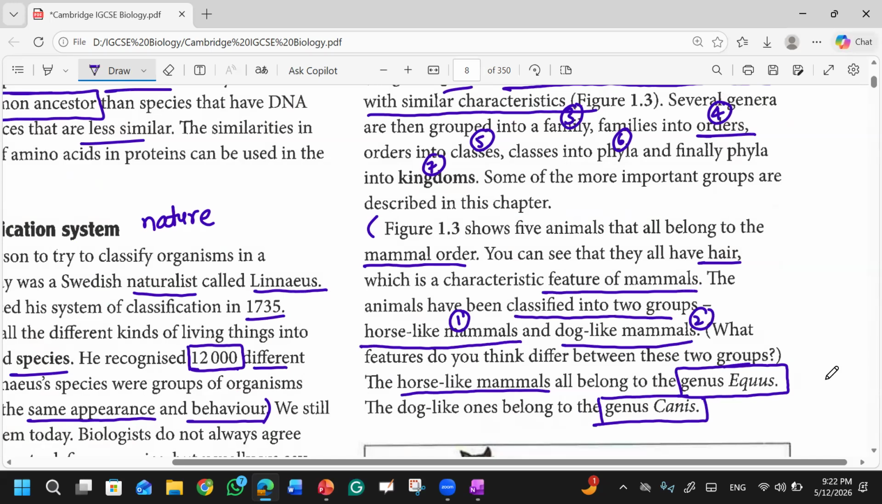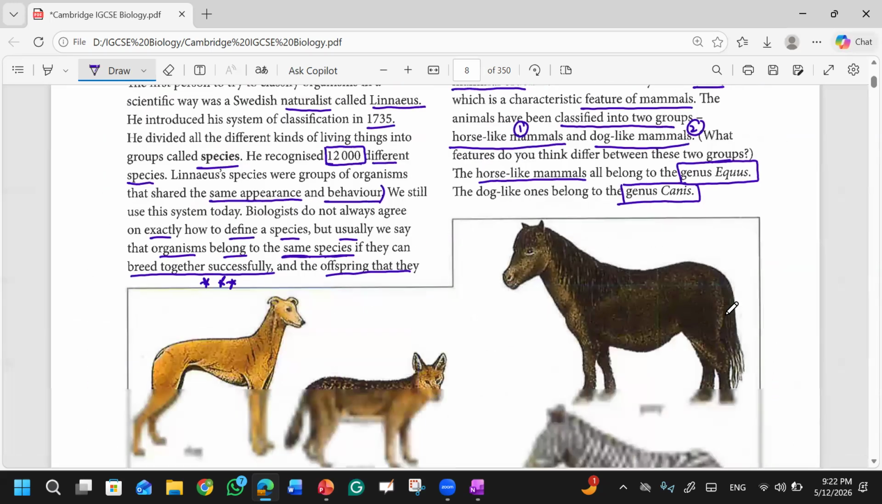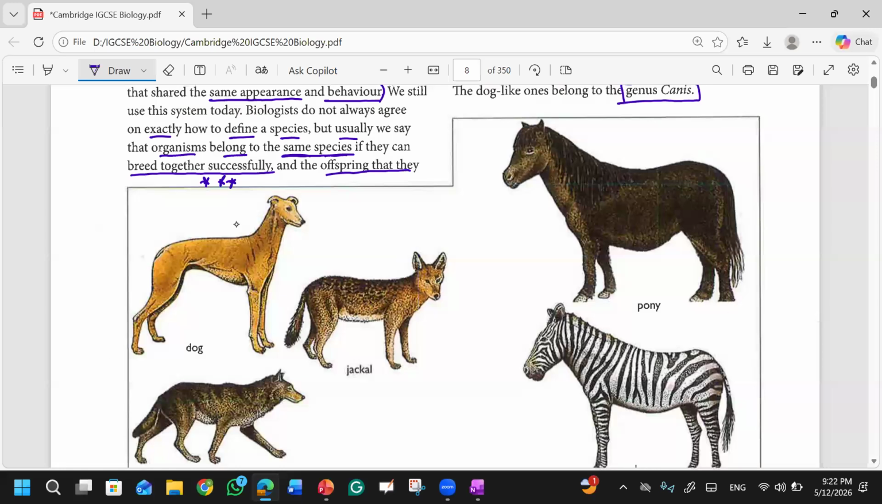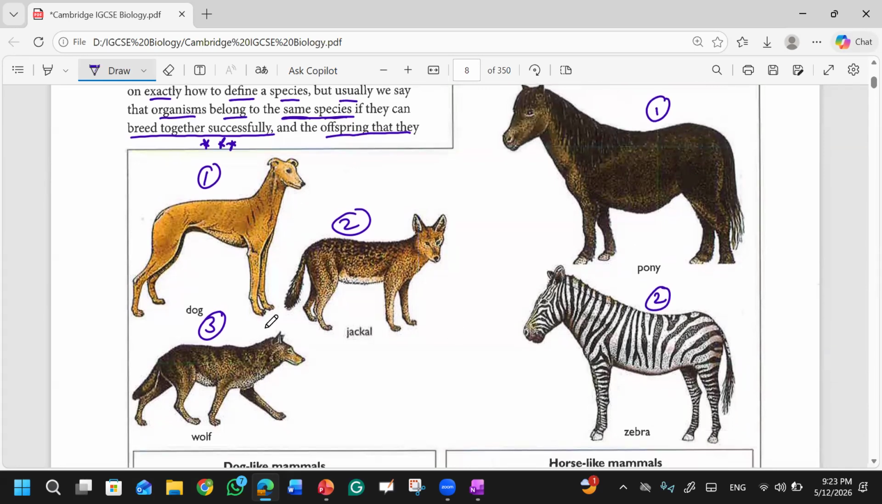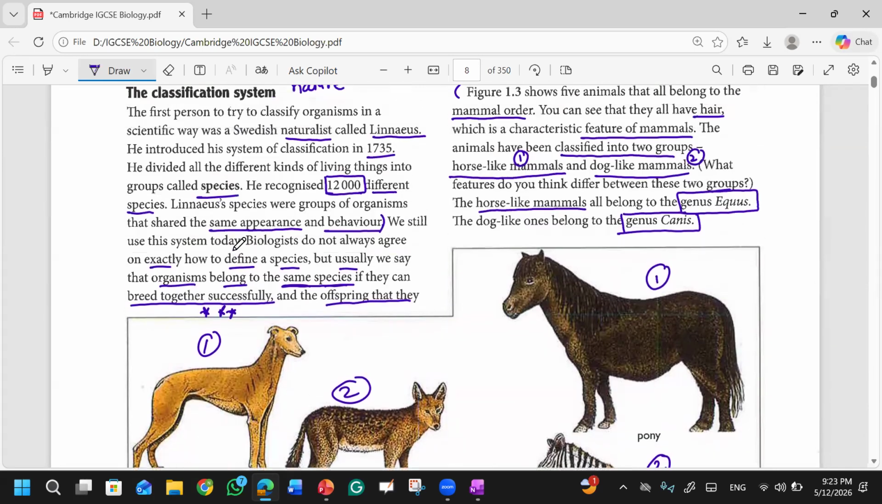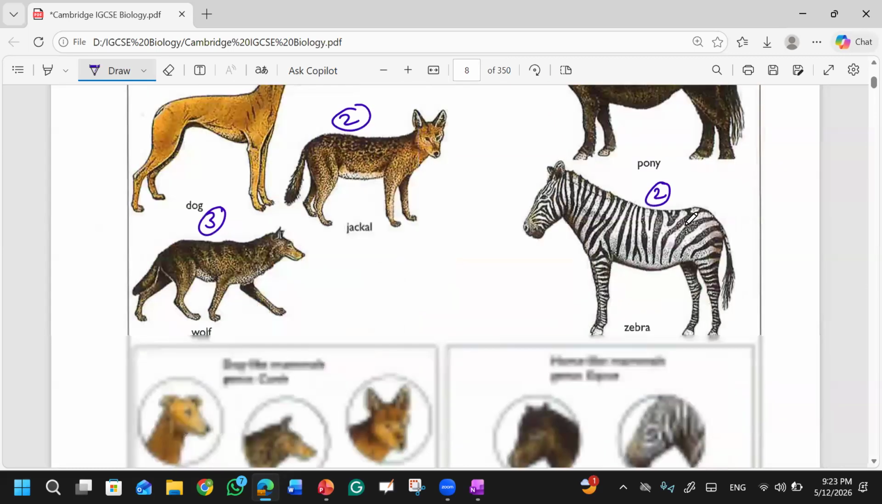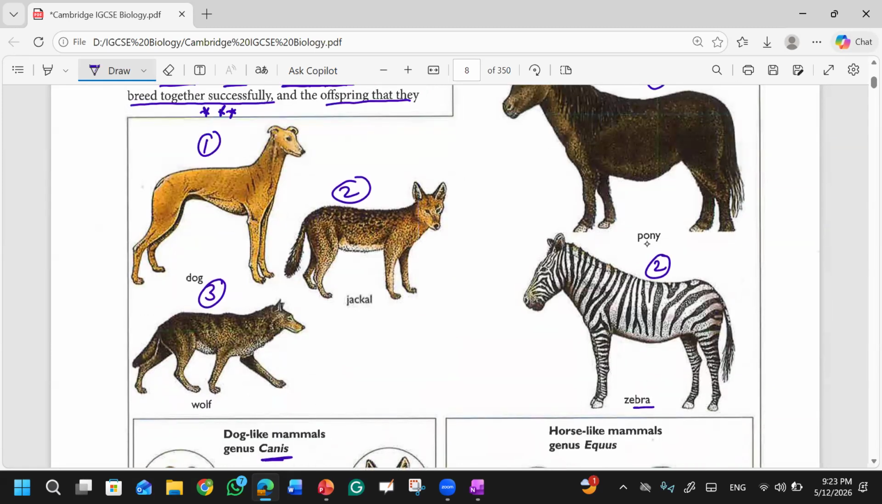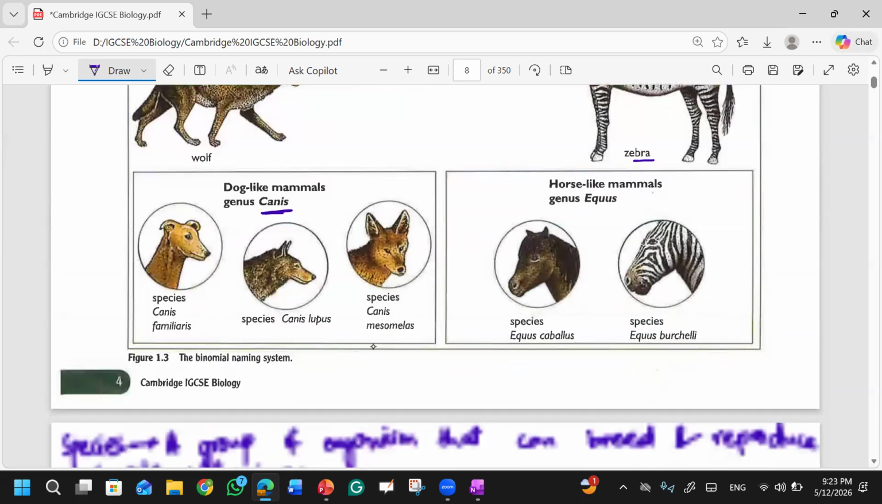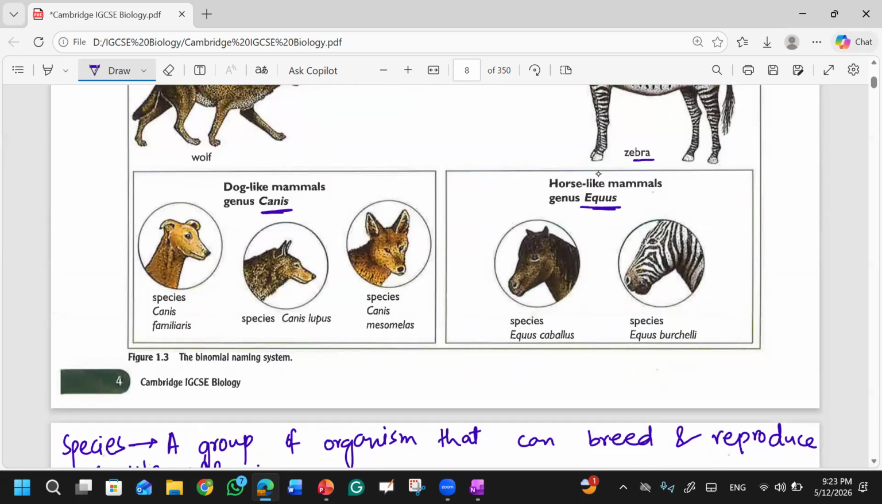Okay, now what they have mentioned, you have these two groups. These three are in one group, and these two are in the other group. These three are dog-like. This is jackal, this is wolf, this is dog, and their genus is Canis. And when we talk about the horse-like mammals, you have pony and zebra. They are both in Equus. Their genus is Equus.